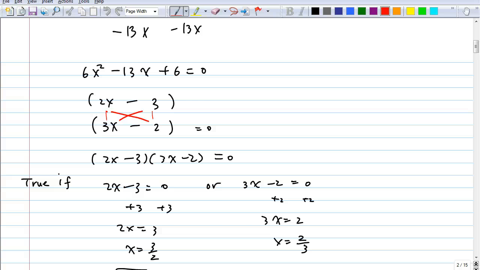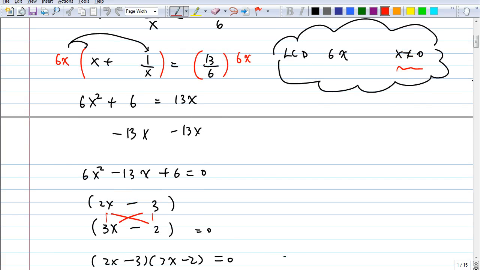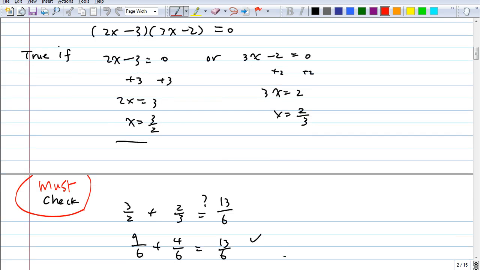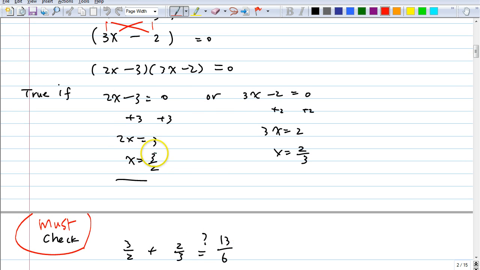Let's go back to our equation. We do x plus the reciprocal, 1 over x, right? So let's check. Here you have to check. Let's try with 3 over 2. What is the reciprocal of 3 over 2? 2 over 3, right? Isn't that 1 over 3 over 2? That's the same thing as 2 over 3. So when you add them together, do you get 13 over 6? How are you going to know whether we do or not?